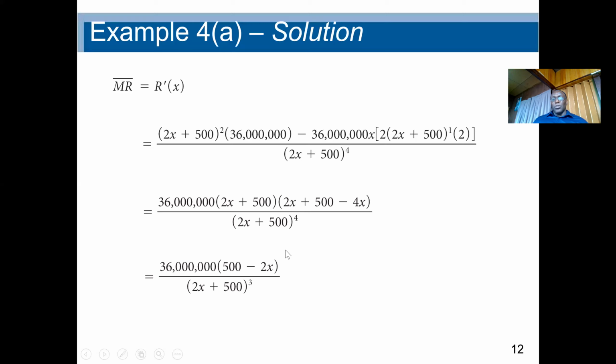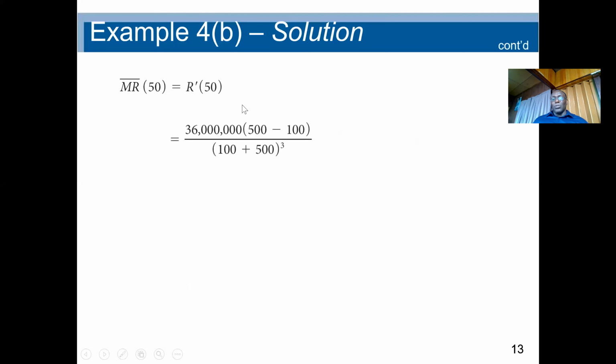Then we have 2x plus 500 to the power 4. So here we can stop. Then B, remember they said we should find the marginal revenue when the total units sold is 50. So we substitute x with 50, then we solve the actual revenue amount. And that's what we did here. Revenue at 50. So anyway, we see x, we put 50 there.